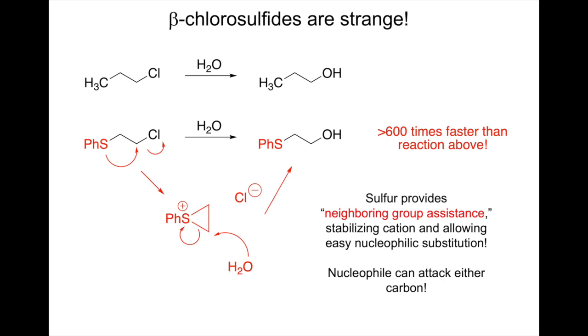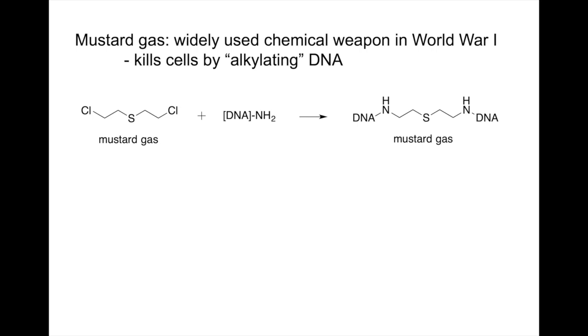So why does this matter? This is how mustard gas works. Mustard gas was a devastating chemical weapon used pretty widely in World War I. It forms incredibly painful lesions on the skin. If it's breathed in, it wrecks the lungs. Just an awful way to die.